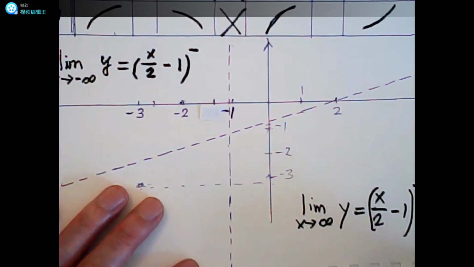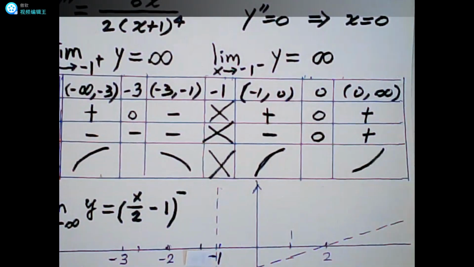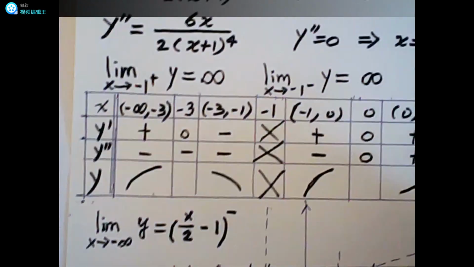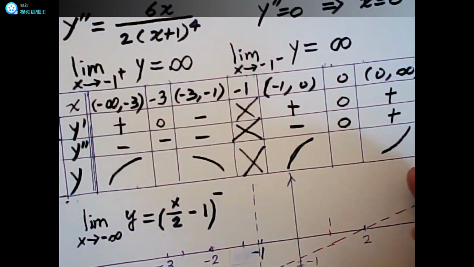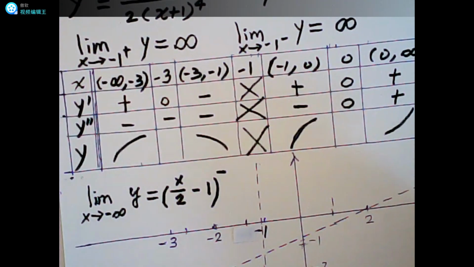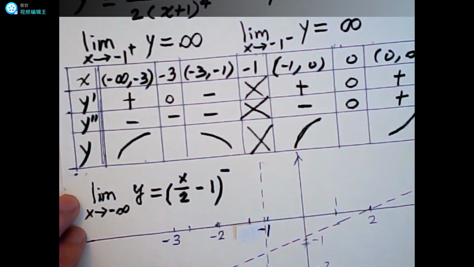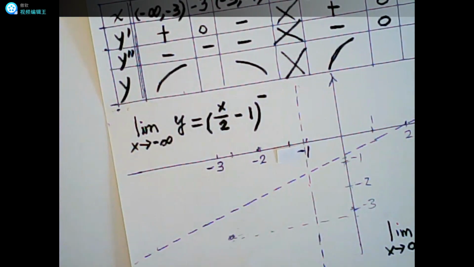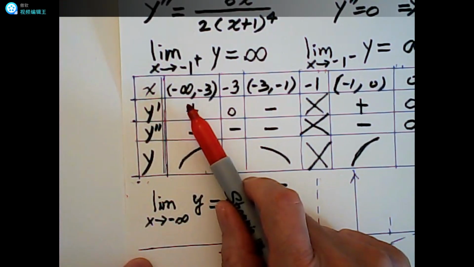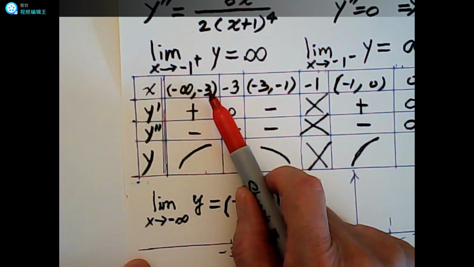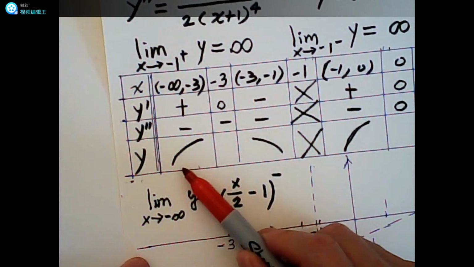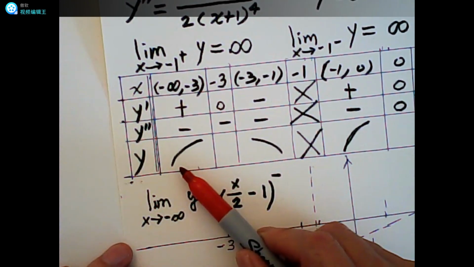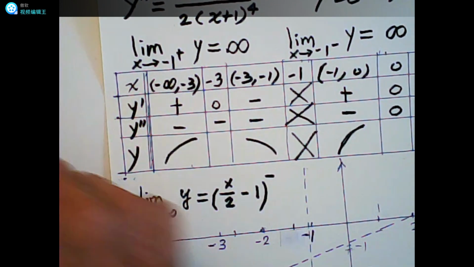Sketching the curve means we collect the information, and from those pieces of information, we sketch the curve, right? Now we can do the sketching. From negative infinity to -3, the curve looks like this.